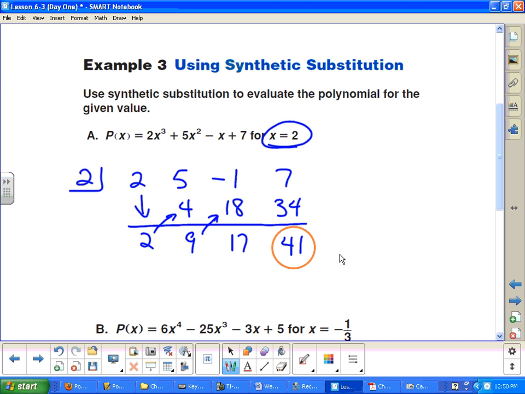Maybe it looks like it's more writing, but it's actually easier to find this number than putting the 2 in there. Because sometimes if you get big powers, it gets large really fast, and it's hard to do that calculation in your head. Okay. So the answer in this case is 41. It's not 2x squared plus 9x plus 17 plus 41 over. Whatever the remainder is when we're doing synthetic substitution, that remainder is our answer. Because we're not dividing to find the quotient.